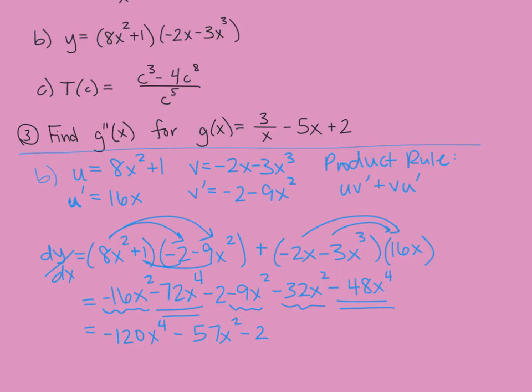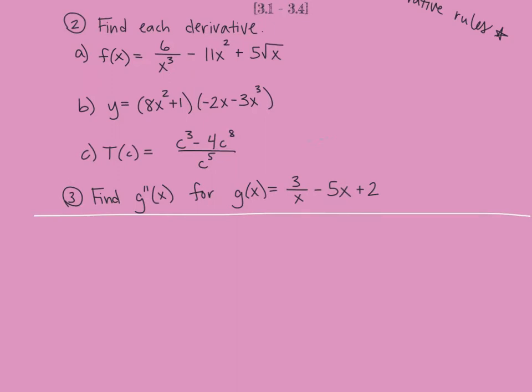Now, if you ended up doing this the other way, you should still get the same final answer for part B. For part C, you can either use the quotient rule or you can simplify. I'm actually going to show you how you can just simplify this, although using the quotient rule is possible too. T of c, and then we can write this as c cubed over c to the 5th, minus 4c to the 8th over c to the 5th, since they have that common denominator of c to the 5th. Then canceling, our first term ends up becoming 1 over c squared, and our second term ends up becoming minus 4c to the 3rd when our exponents cancel through subtraction.